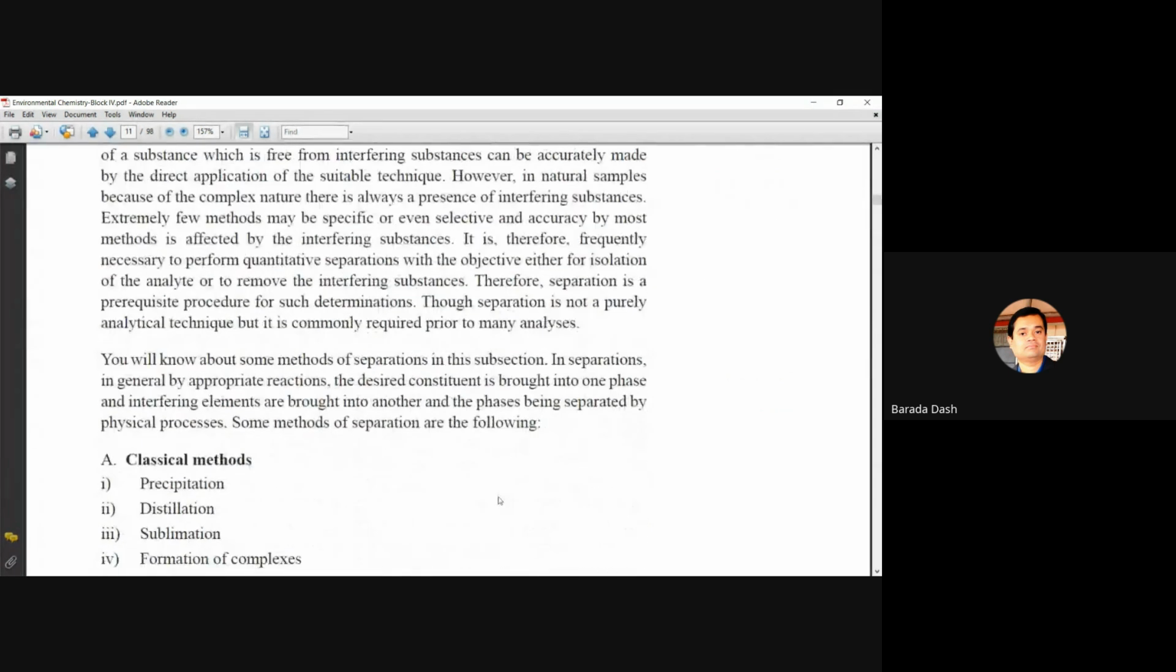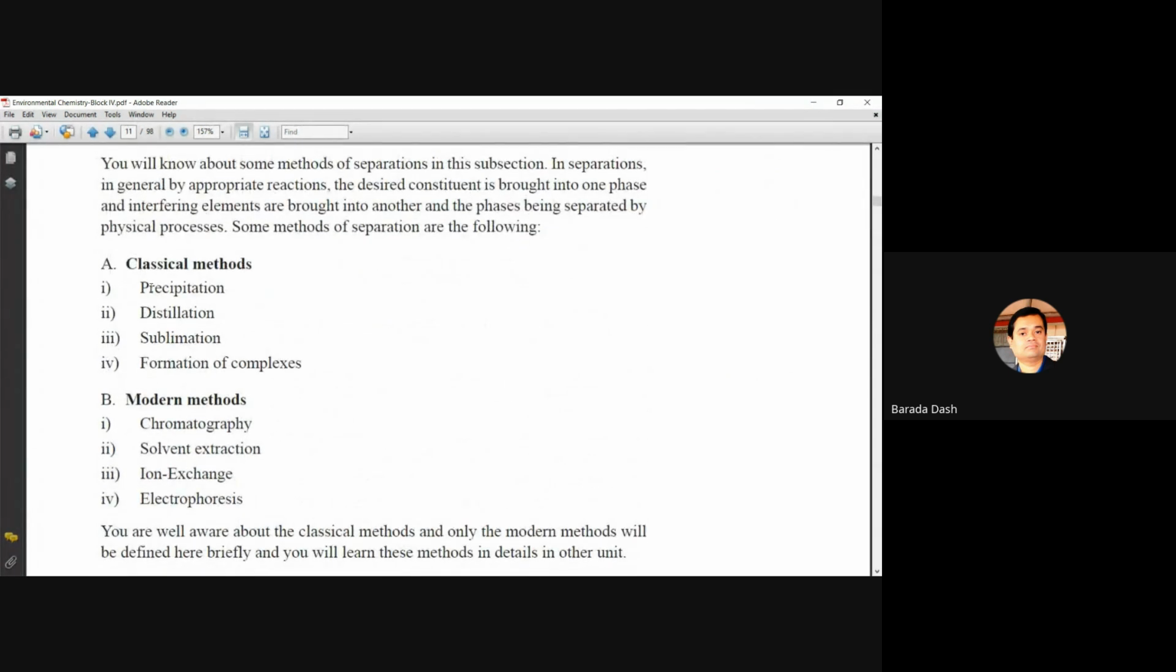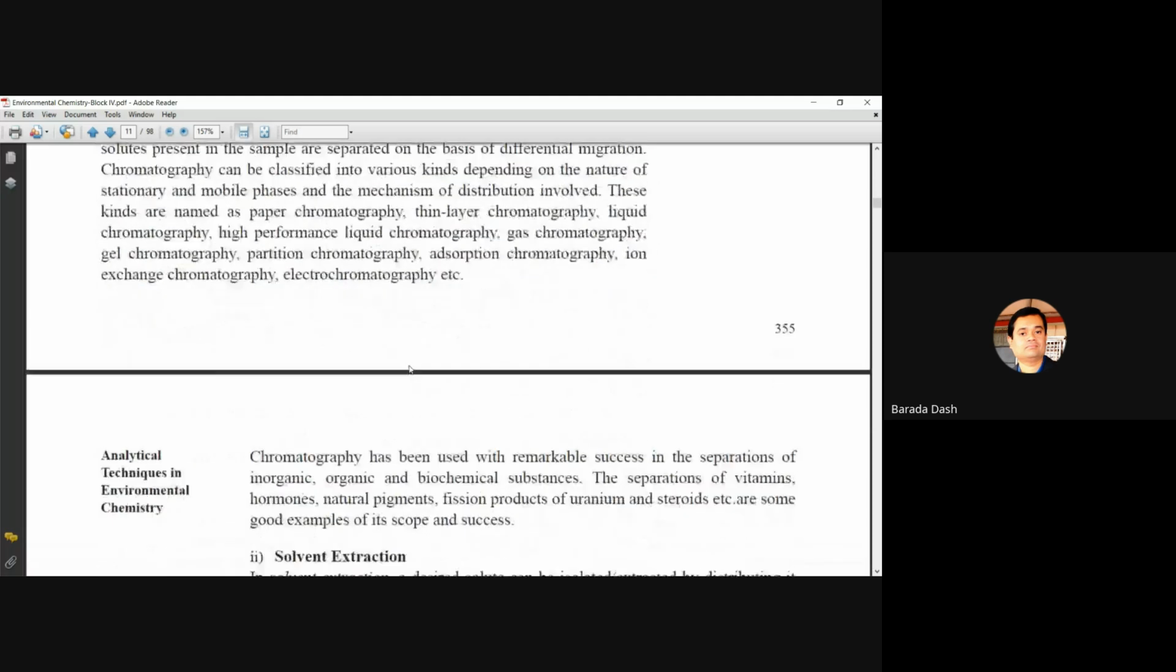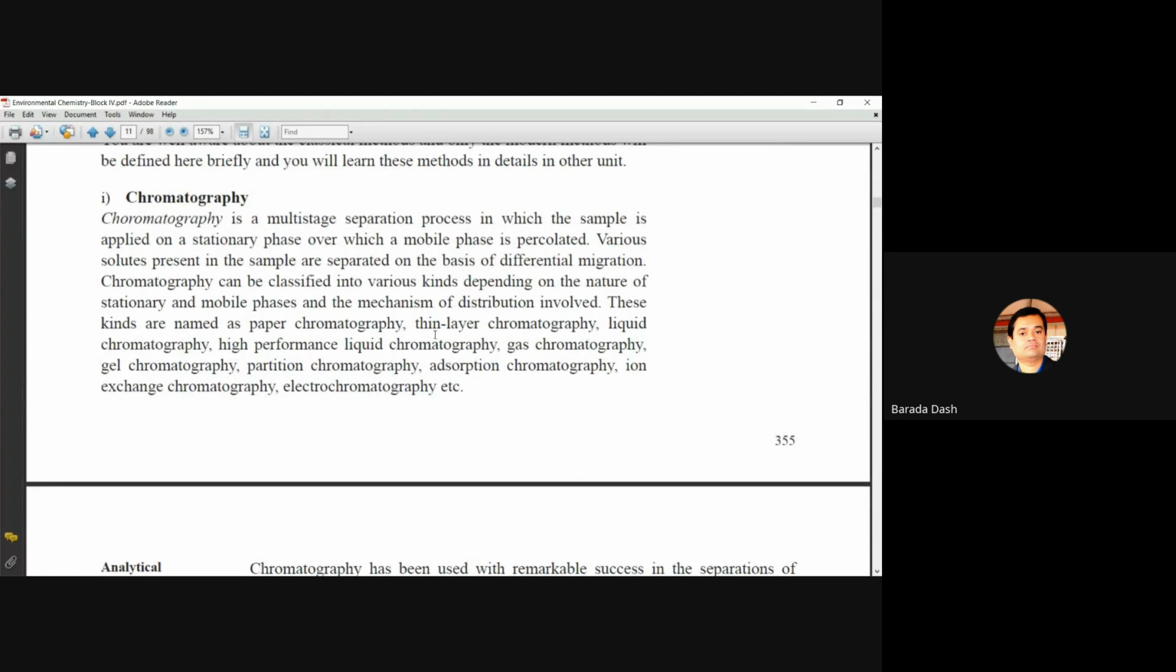So separation methods, there are many separation methods: precipitation, distillation, sublimation, and modern chromatography, solvent extraction, ion exchange, electrophoresis. So these are all separation methods, different types. Chromatography means a multi-stage separation process in which the sample is applied on a stationary phase over which a mobile phase is percolated. Basically, there are two phases: a stationary phase over which a mobile phase is percolated.